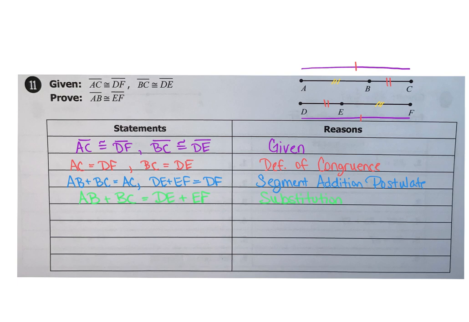We are trying to prove that AB is congruent to EF. We know that these two equal each other. So I'm going to substitute in, instead of DE, I'm going to write BC. So I'm going to say AB plus BC equals BC plus EF. And that is also substitution.